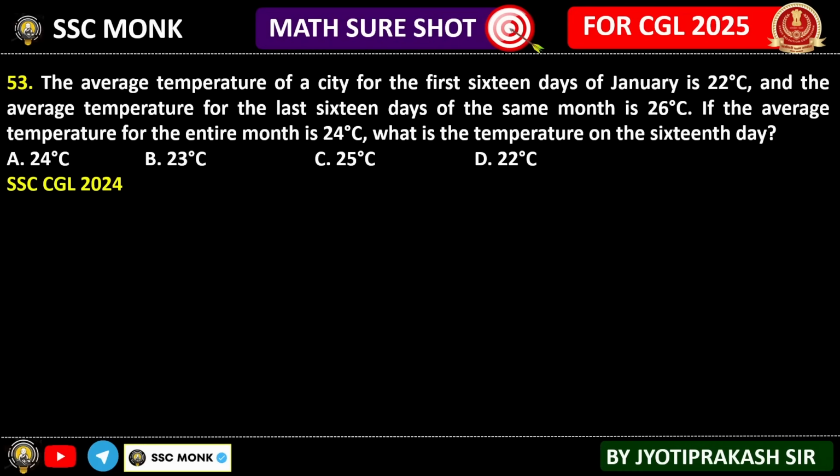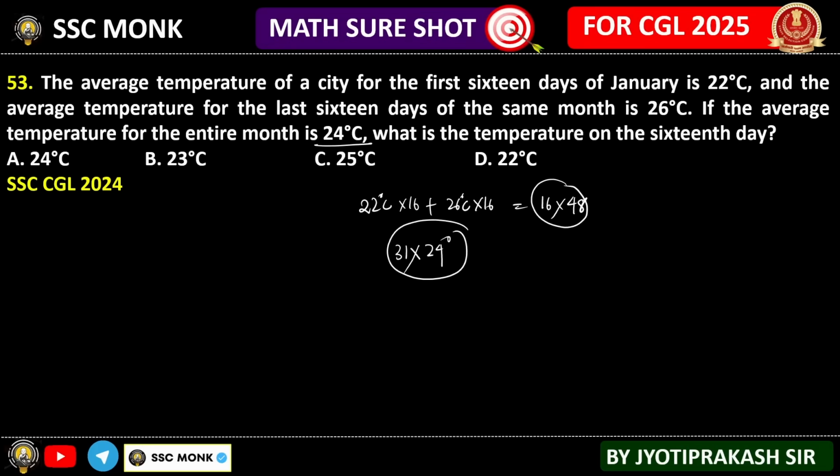Now very simple. See, it is saying 22 degree centigrade was for the first 16 days. Then 26 degrees centigrade for the last 16 days. So total is equal to 16 into (22 plus 26), that is equal to 48. Now it is saying the entire month was 24 degree. So let's say the entire month, that means 31 days into 24 degree was the total. So what is happening? It is saying what is the temperature on the 16th day. So if I take out 31 into 24 from this, I'll get my answer.